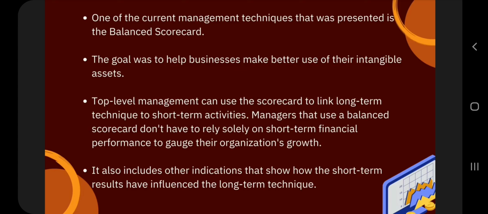Top-level management can use the scorecard to link long-term technique to short-term activities. Managers that use a balanced scorecard don't have to rely solely on short-term financial performance to gauge their organization's growth. It also includes other indications that show how the short-term results have influenced the long-term technique.